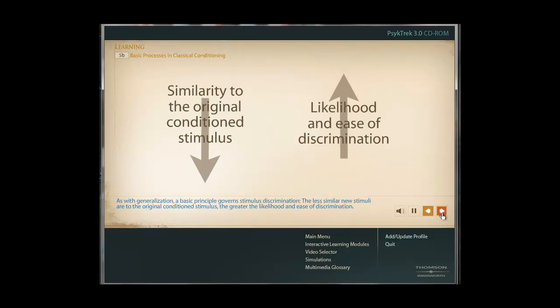As with generalization, a basic principle governs stimulus discrimination. The less similar new stimuli are to the original conditioned stimulus, the greater the likelihood and ease of discrimination.